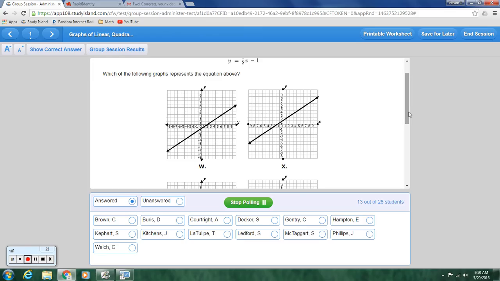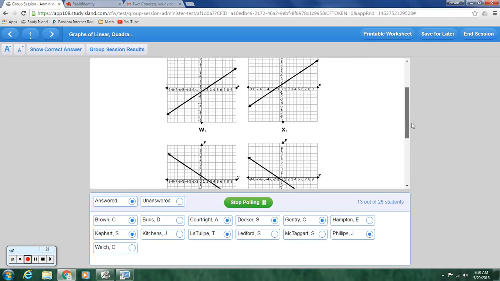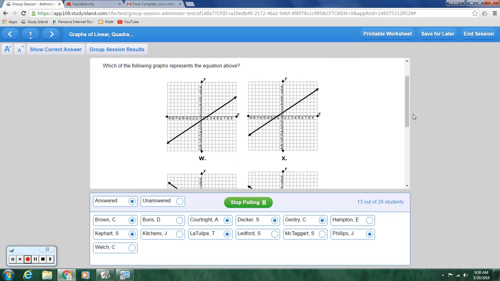So remember, we talked about the y equals mx plus b. The m is your slope. That tells you how much to go up and over. The b is your y-intercept. And then once you've answered, hit submit, you'll have a blue dot by your name. Remember, look at your slopes. Are they positive or negative? That should help you out. Look at your y-intercept, is it crossing at the right spot?